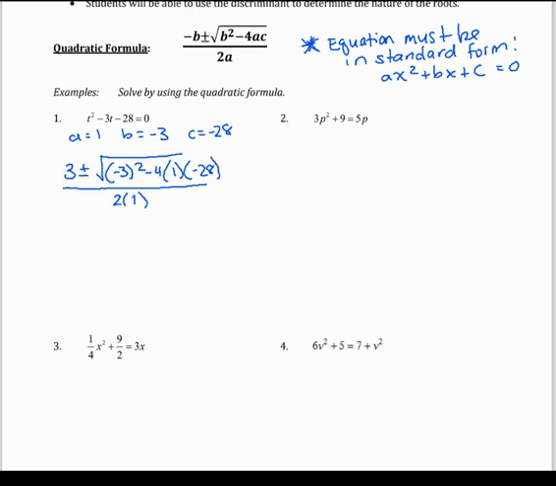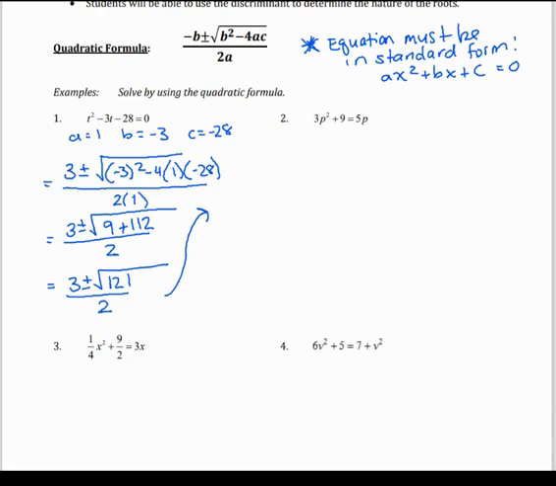So now we'll go ahead and simplify the inside part. So this will be 3 plus or minus the square root of 9, and 4 times 28 gives me 112. So this will become plus 112 all over 2. I like the looks of this because 9 plus 112 gives me 121, which is a perfect square. So this will become a nice set of solutions. We'll continue to simplify, and we'll get that 3 plus or minus the square root of 121, which is 11.